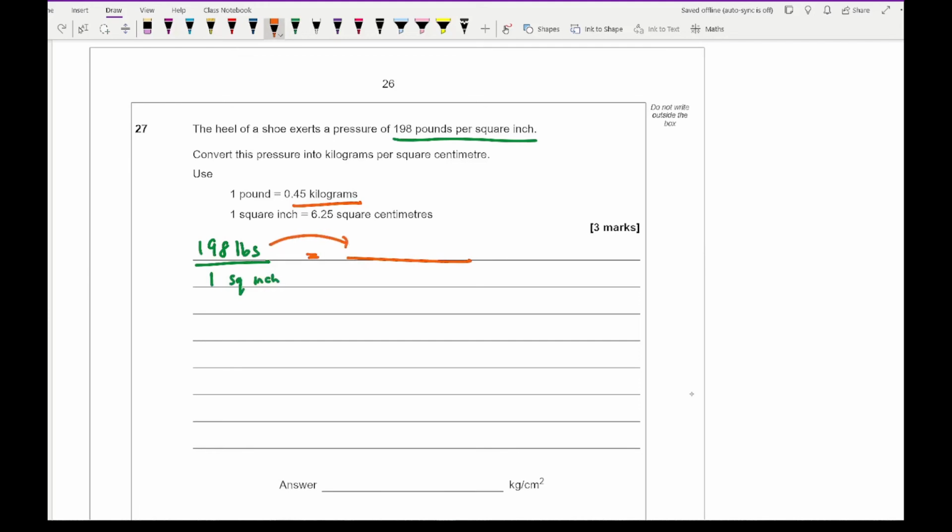Now, in terms of the weight, I want to convert that into kilograms. So what I then need to do is multiply that number by 0.45. And if I do that, I get an answer of 89.1. I then need to convert the 1 square inch into centimetre square, and I do that by multiplying by 6.25, in which I get 1 times 6.25, which is of course 6.25. Then if I type this all into my calculator, 89.1 divided by 6.25, I should get an answer of 14.256.